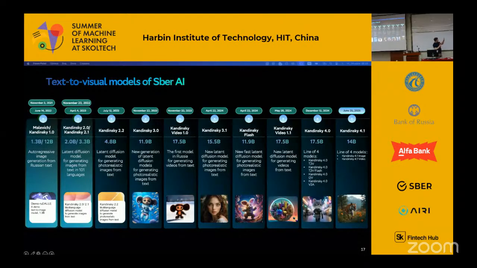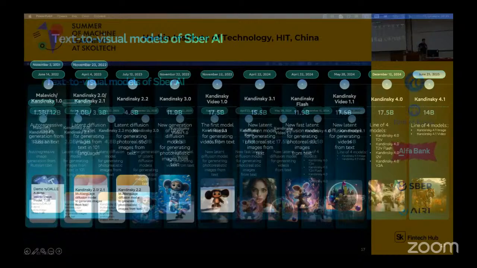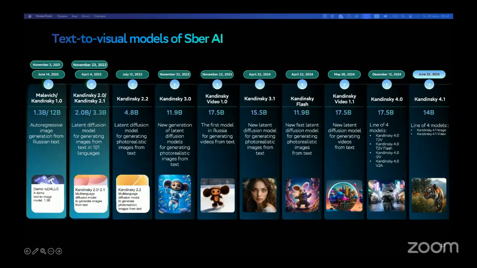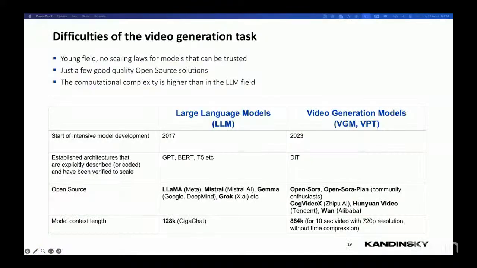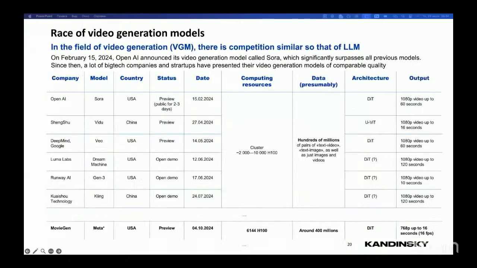So our latest family of models, Kandinsky 4.1, are models for generating images and videos, as well as image to video, text to video, and so on. All manipulations to generate a video and all initial conditions. Let's talk about diffusion a little bit. The main principle, and the state-of-the-art principle, of generating a video for now.